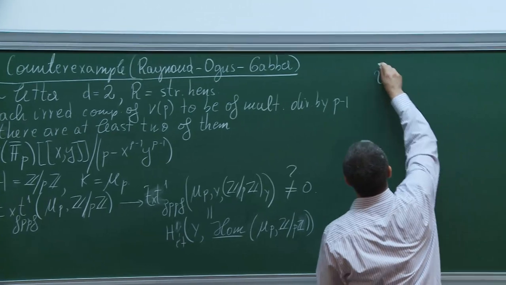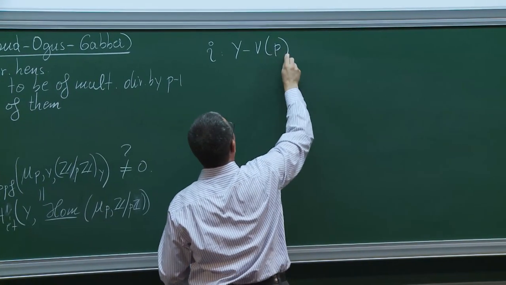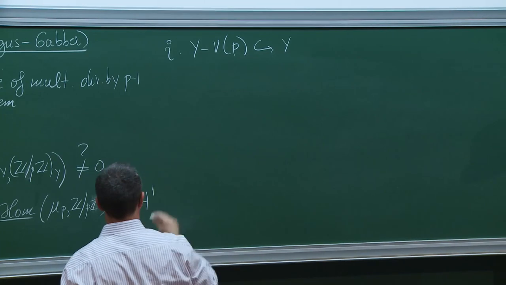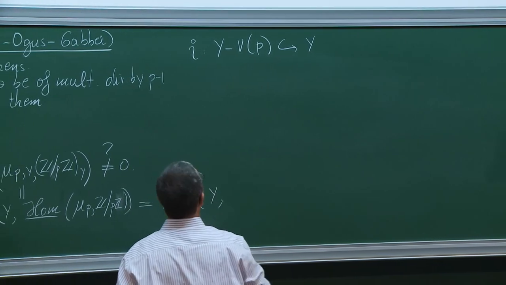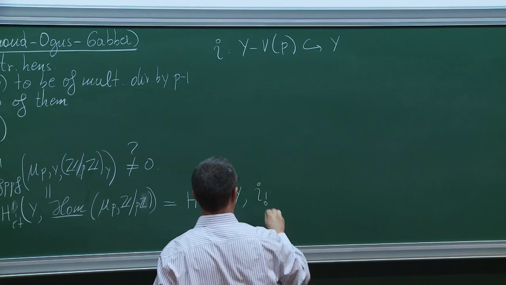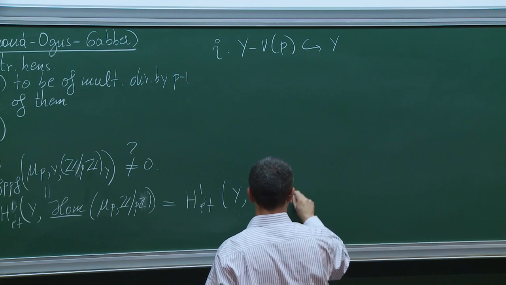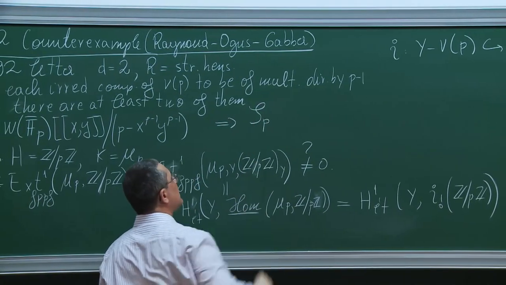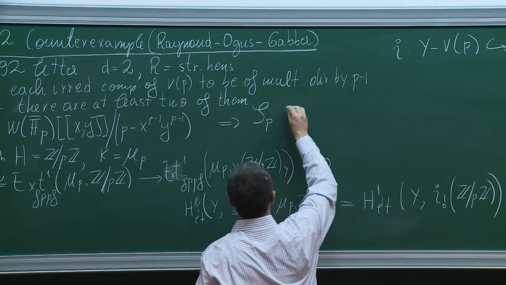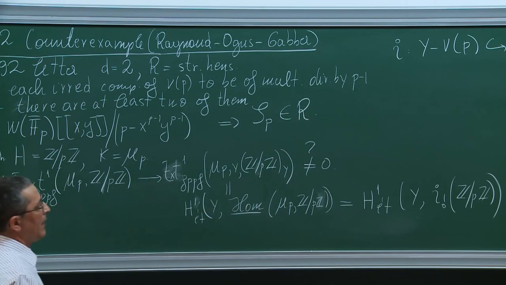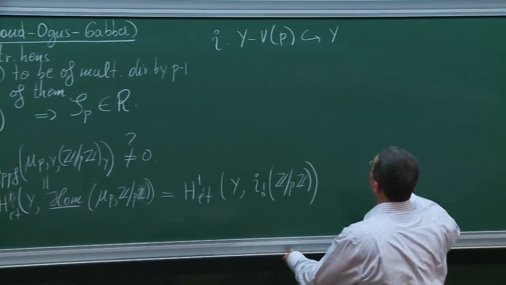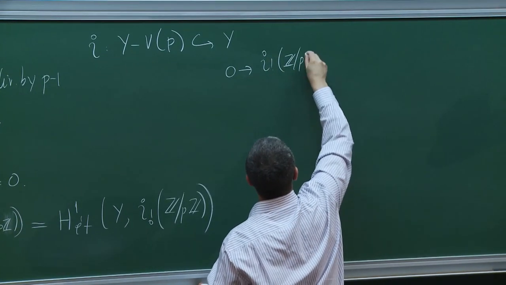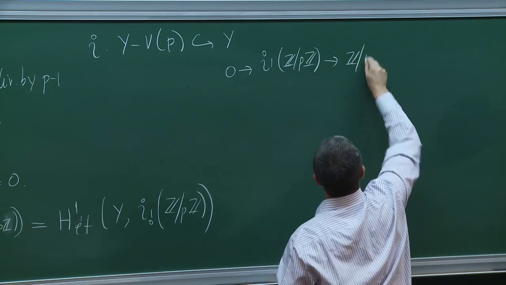We can consider the iota from Y minus the closed locus of p equal to 0, open into Y. So therefore, we're going to have iota lower shriek of Z mod pZ. I'll mention in a second that these conditions are going to imply that we're going to have a primitive root of unity of order p inside the ring. And so we can rewrite it like that. We also have a short exact sequence on the étale topos over Y.